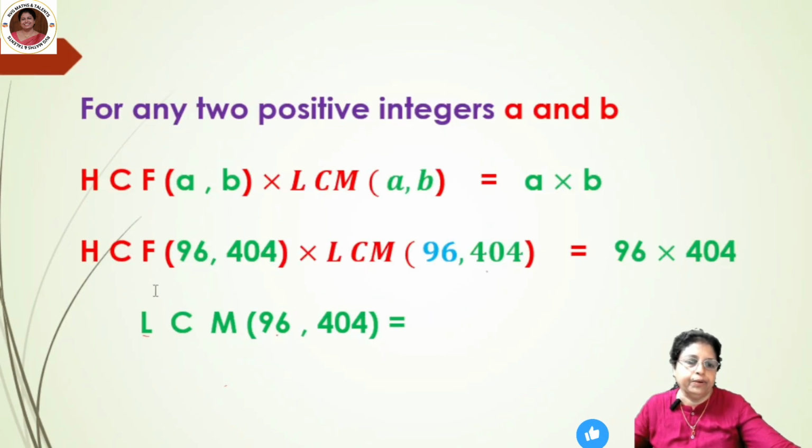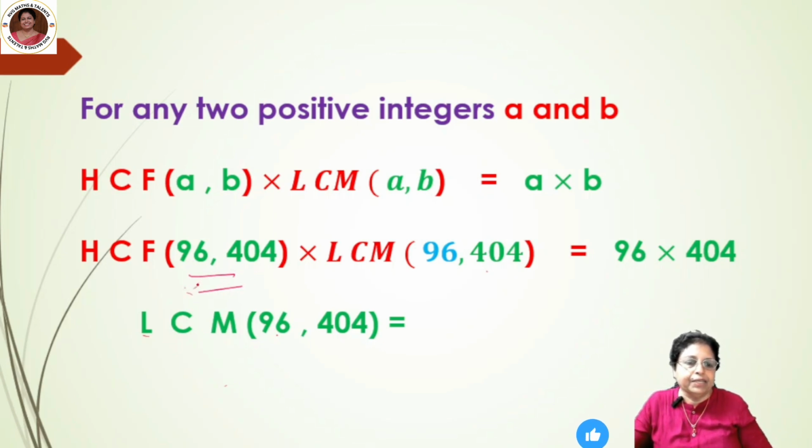Okay. So this is the general relation for any two positive integers a and b. What is it? HCF times LCM equal to a times b. Okay. HCF of 96 and 404 times LCM of 96 and 404 equal to 96 times 404.